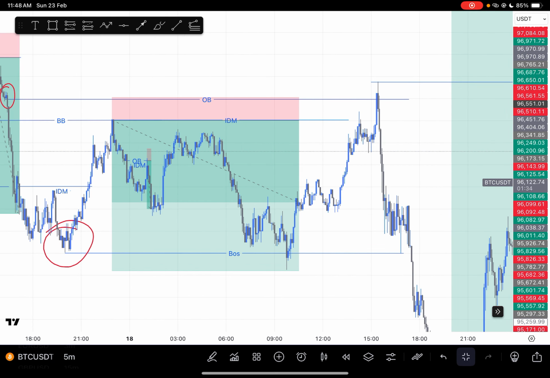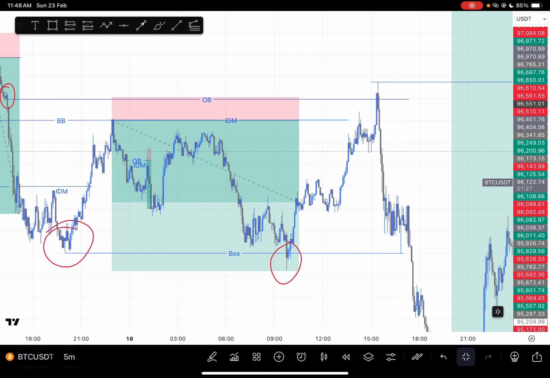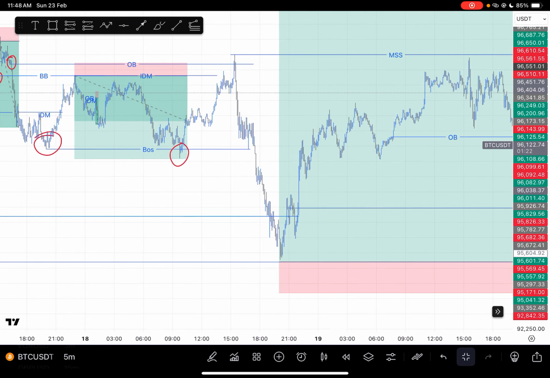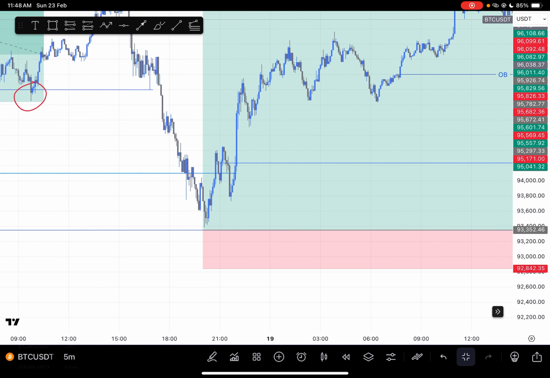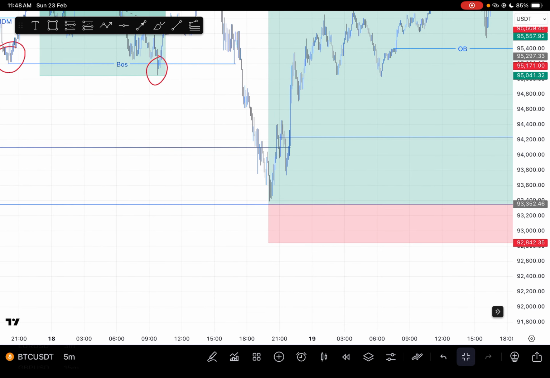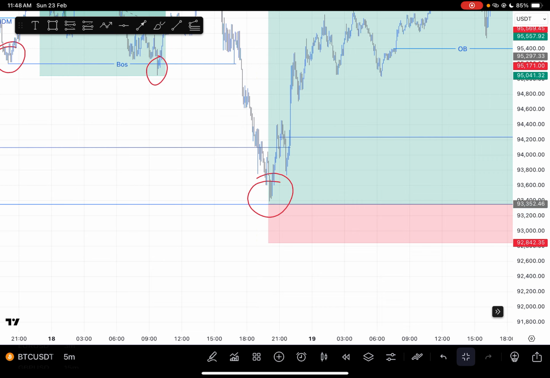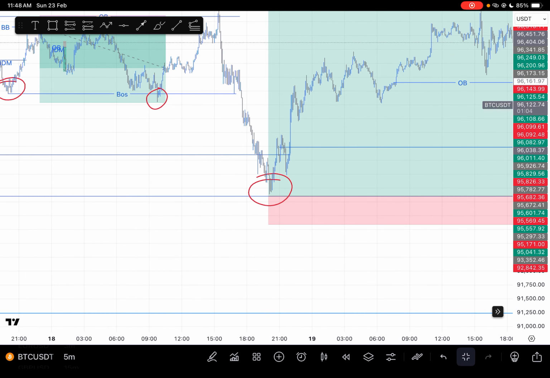Now it pushed down again to take out this low, finally creating a final break of structure, making the break of structure very valid. After the break of structure, from this point I was able to get this setup also. So you need to always observe previous charts, observe what the market has done in previous trades, then observe what price is currently doing.